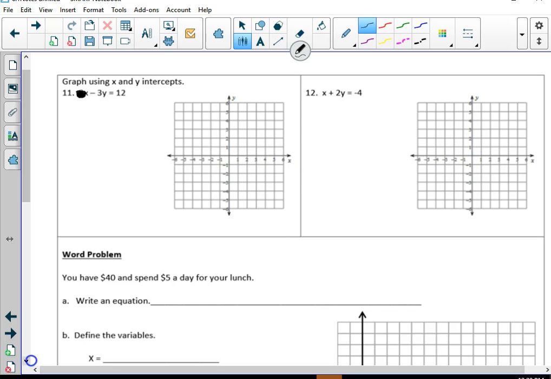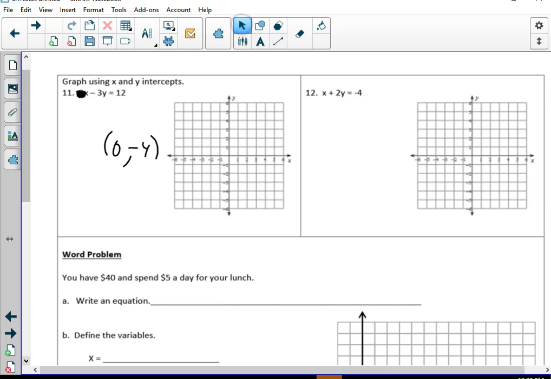-3y equals 12. Solve for y. Divide by -3, so what would it be? -4. So y is -4, right? Yes. If we cover up the x, that means we put a 0 in for x, didn't we? Because 0 times anything is 0.